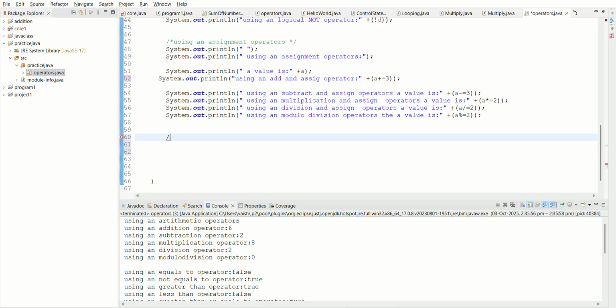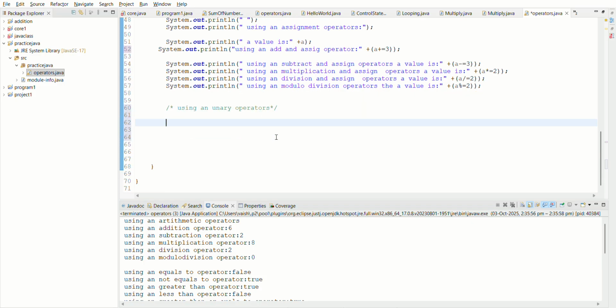In the unary operators, we have different types: unary positive and negative, pre-increment, post-increment, pre-decrement, and post-decrement. These are the types of unary operators, right? So, in the unary operators, we have a positive and negative value, unary plus and unary minus, right?